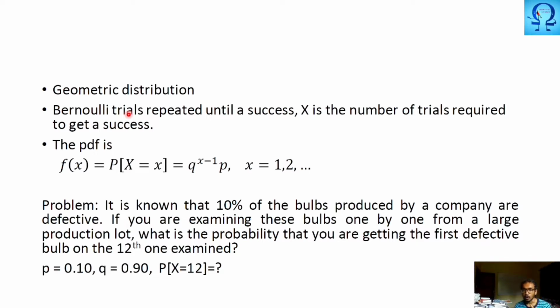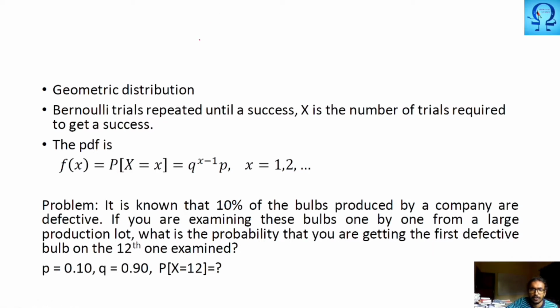Which means once we have obtained the success, we are going to stop the repetition of the trials. So when we do it until we get a success, once we get a success we will stop it. Here the PDF is of this form. How do we get it? Let us see.